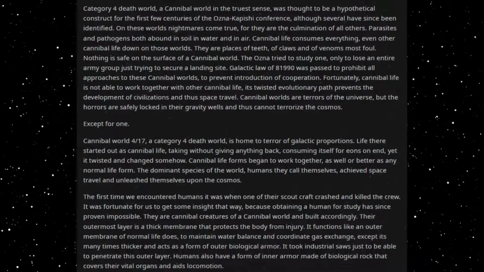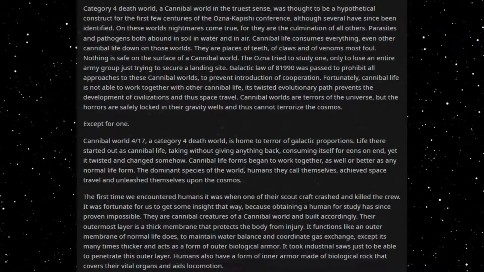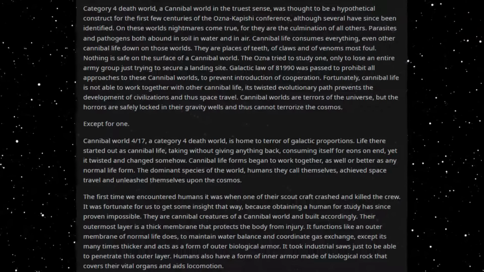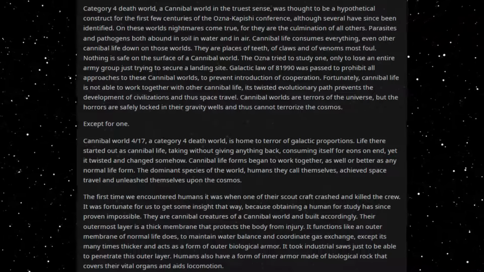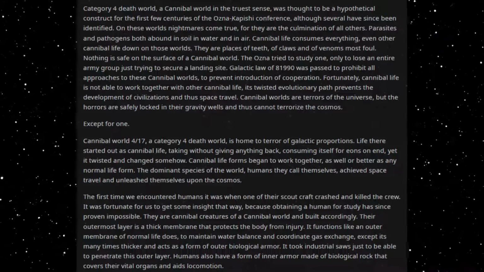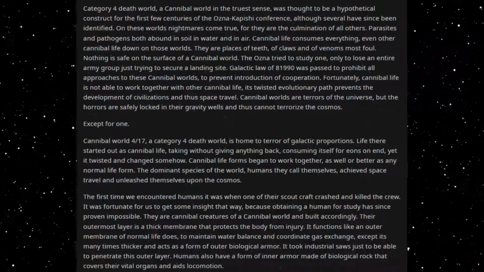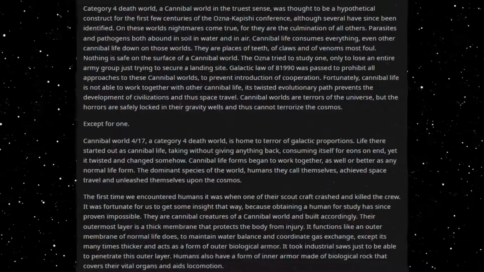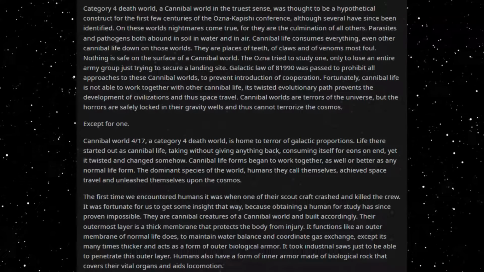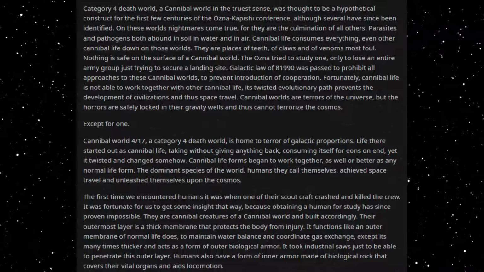They are places of teeth, of claws, and of venoms most foul. Nothing is safe on the surface of a cannibal world. The Yonza tried to study one, only to lose an entire army group just trying to secure a landing site. Galactic Law of 81990 was passed to prohibit all approaches to these cannibal worlds, to prevent introduction of cooperation.